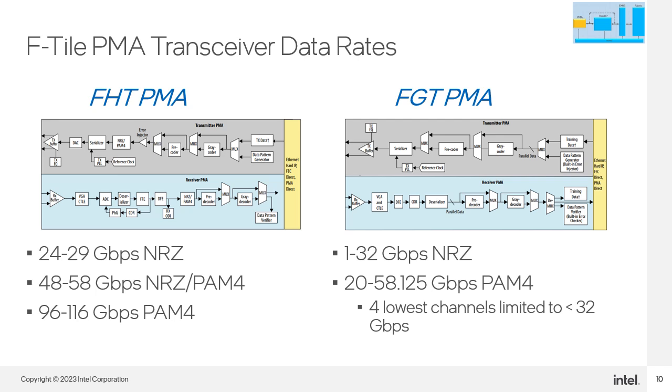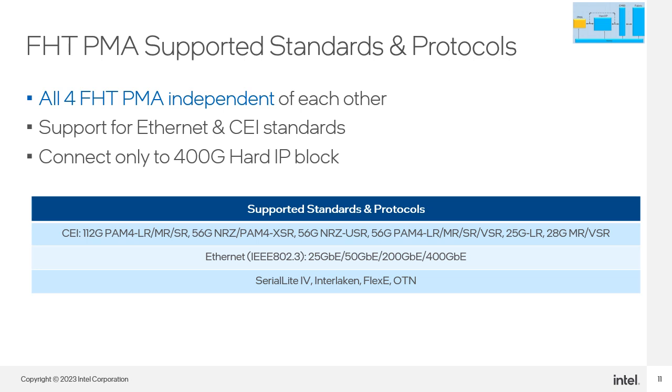In any Agilex package, there will be a maximum of 8 FHT PMAs in the package. This means that a maximum of 2 F-Tiles in the package will have their FHT PMAs bonded out. Finally, not all FGT PMAs support the same data rates, with the lowest 4 channels limited to a maximum of 32 gigabits per second. All 4 FHT PMAs are independent of each other, though they can be configured in multi-lane protocols. They connect only to the 400G hard IP. This slide shows the Ethernet, CEI, and other protocols they support.